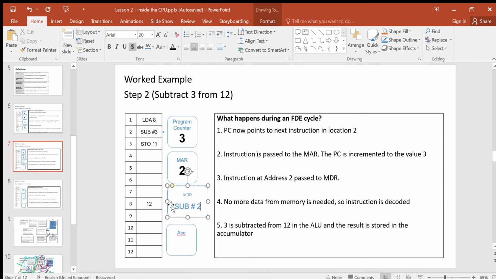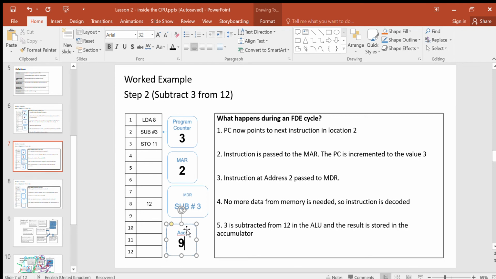Now, because it's not load or save, we know we don't need to go back to RAM for any information, so we can decode. Now, SUB is the low-level language for subtract. That should be 3. Subtract the number 3. Now, we had the value 12 in the accumulator from the last slide. So, we need to subtract 3 from 12. That subtraction would occur in the arithmetic and logic unit, and then the results of that processing would be stored in the accumulator. So we need to update that value to 9, because 12 take 3 is 9.